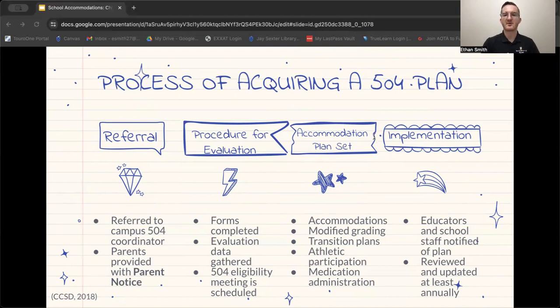Once this plan has been approved, a plan manager is assigned to the case and works to ensure timely and proper implementation of the plan. The plan will be reviewed and updated at least annually as needed to determine the effectiveness of the accommodations or to reflect any changes in the student's health status that may require modifications to the current plan.